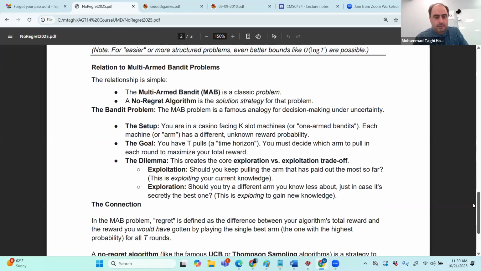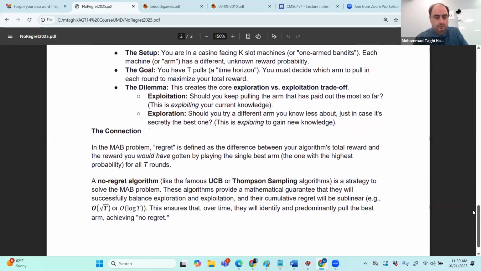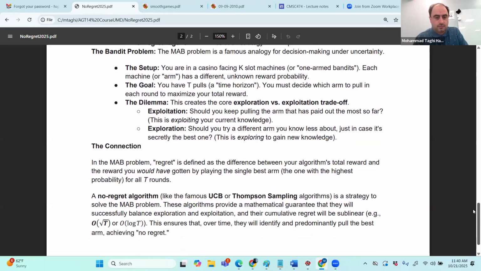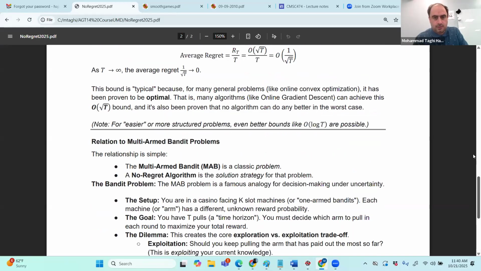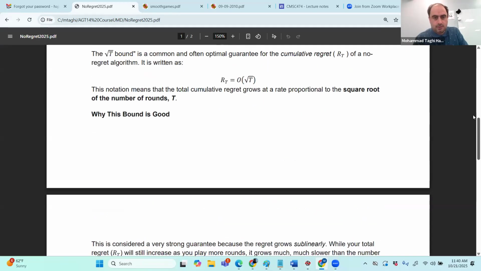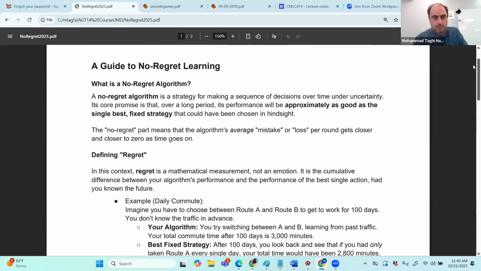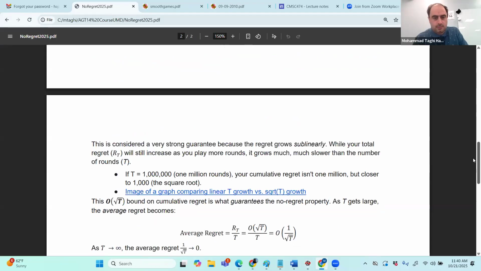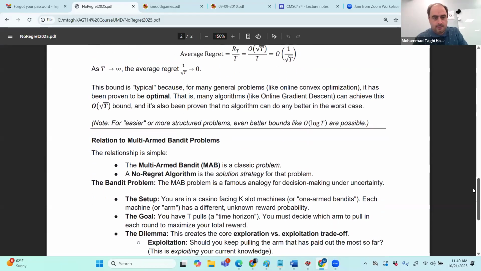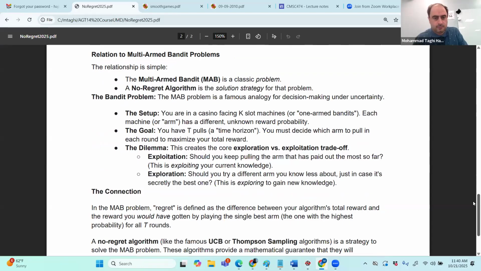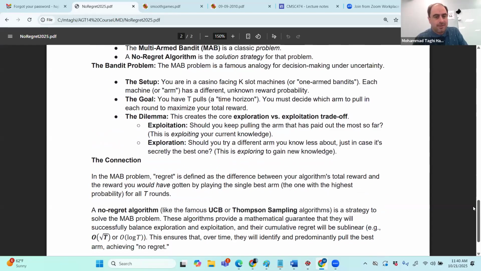Good. So let's see whether this algorithm actually works. This is the concept of exploitation of your current knowledge versus exploration to gain new knowledge. That happens a lot.